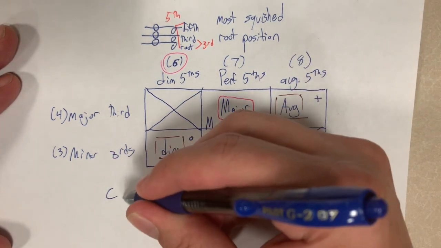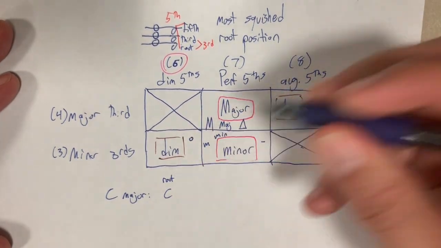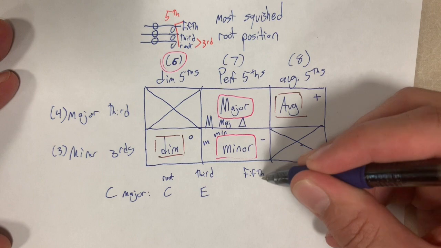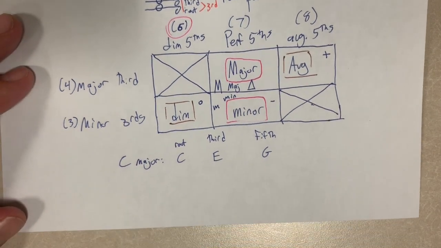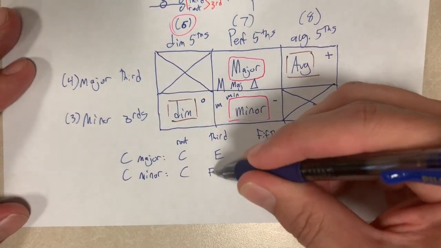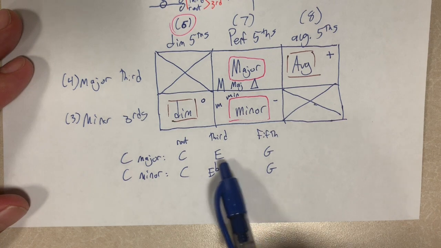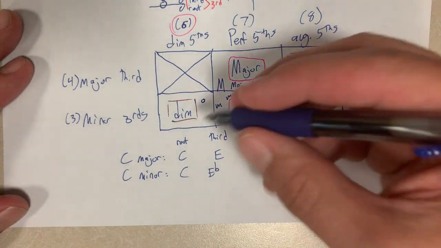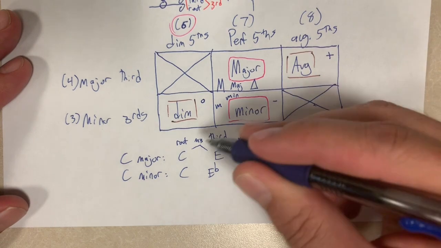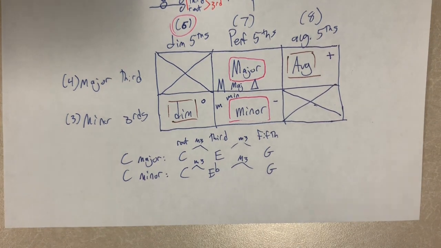So if I want to spell a C major triad, the root is going to be C. The third is going to be E. And the fifth is going to be G. That's the easiest one. A C minor triad, we'll have C, E flat, and G. So the only difference between a C major triad and a C minor triad is that the E becomes an E flat. So instead of having this interval of a major third, and then this interval of a minor third, those are swapped. Now we have an interval of a minor third, and then an interval of a major third, all adding up to a perfect fifth.